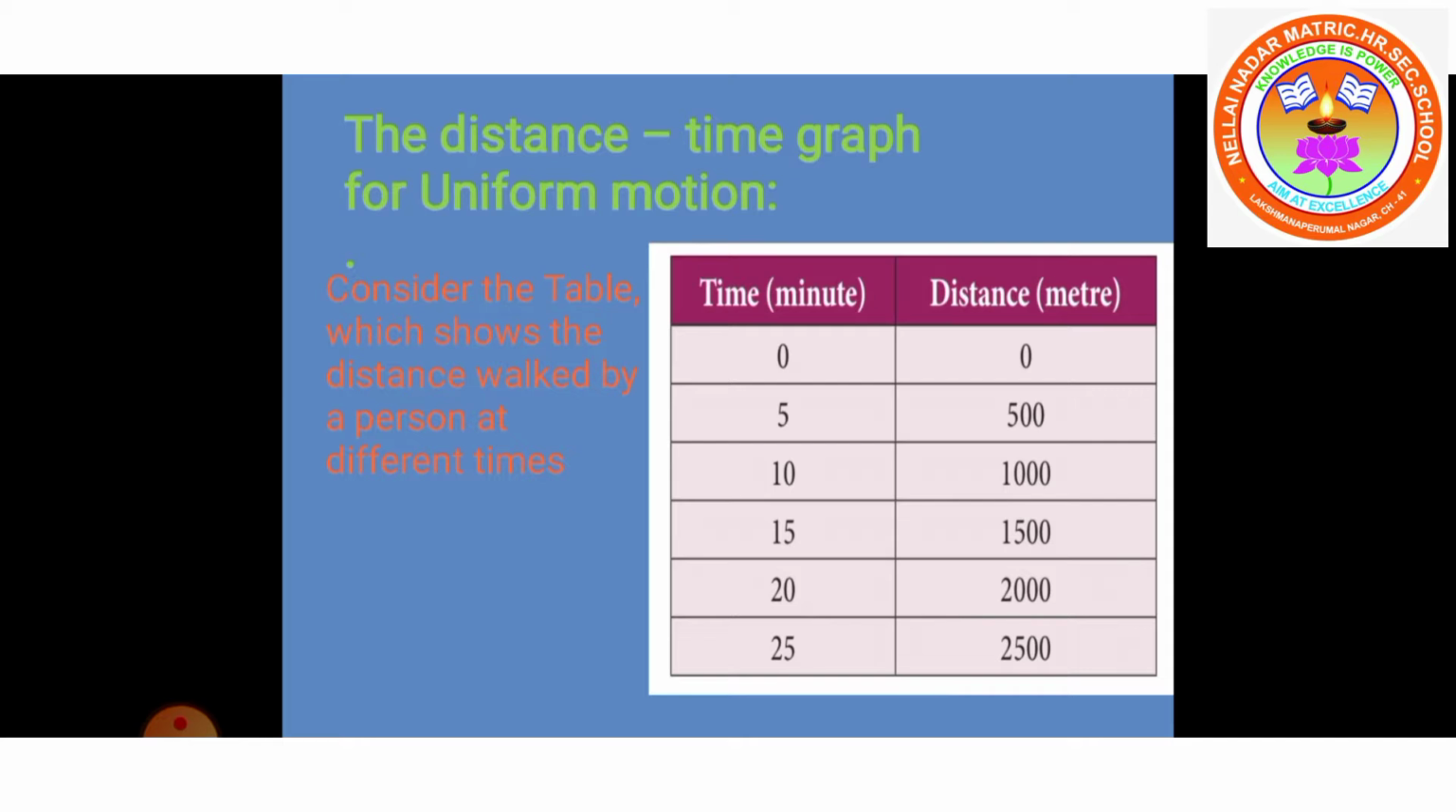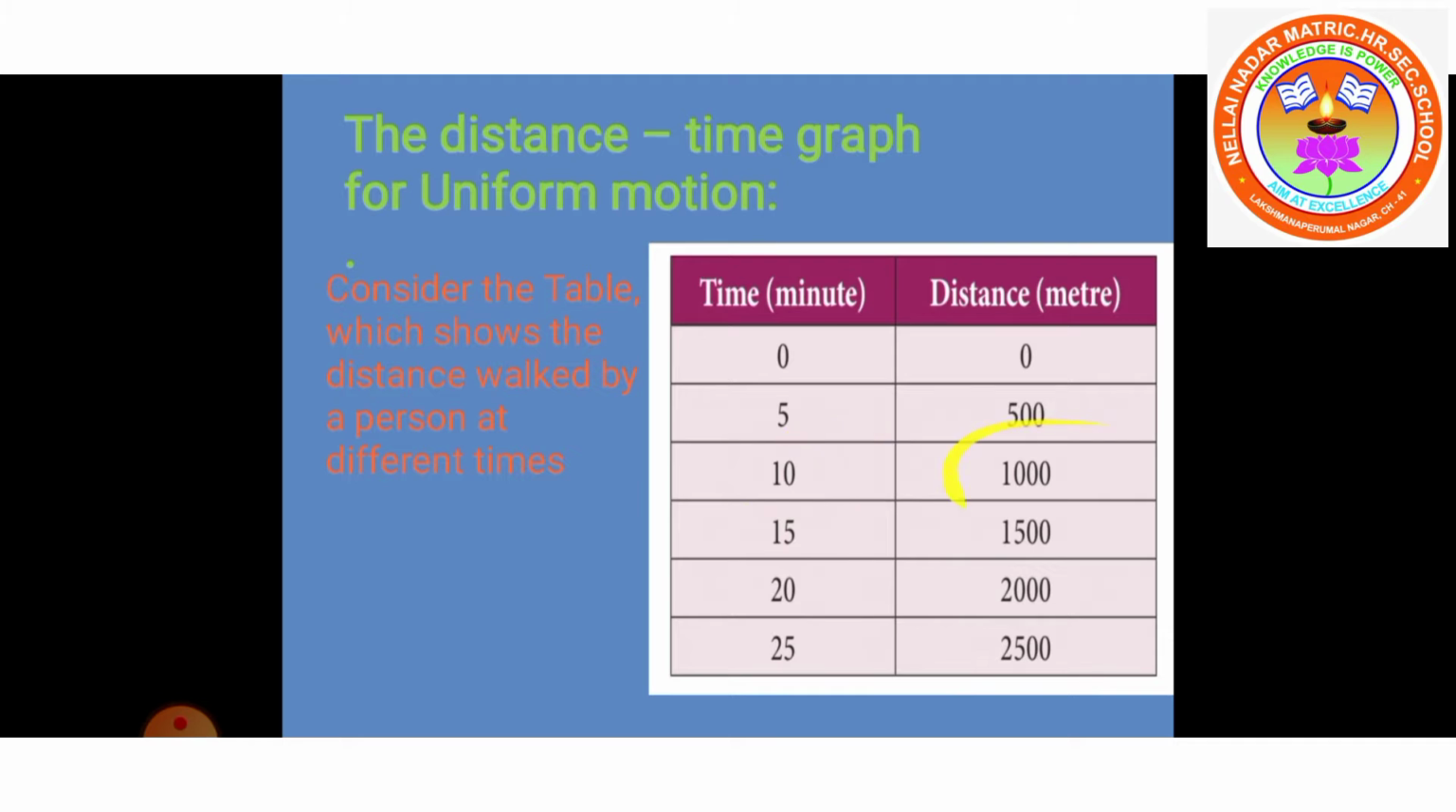Students, consider this table. Here the time and distance covered by the object is given. In this tabular column we mentioned the distance walked by a person at different times. For the time 0 minutes the distance traveled by the person by walking is 0. For 5 minutes the distance is 500 meters walked by a person.